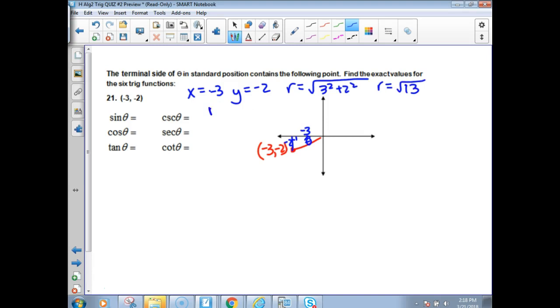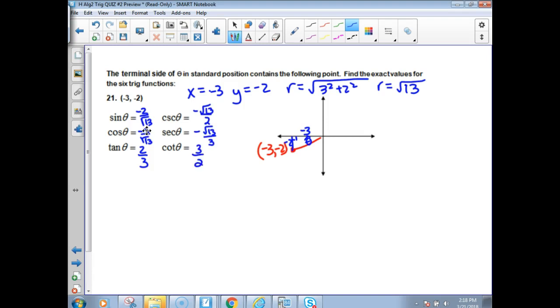Okay. Ew, I don't like that I have to write in so tiny a space. These aren't spaced out enough. Sine is y over r. So -2 over the square root of 13. Cosine, -3 over the square root of 13. And tangent would be -2 over -3, which is 2/3, positive. Now I'm going to do the reciprocal functions. Negative square root of 13 over 2, negative square root of 13 over 3, and 3/2.